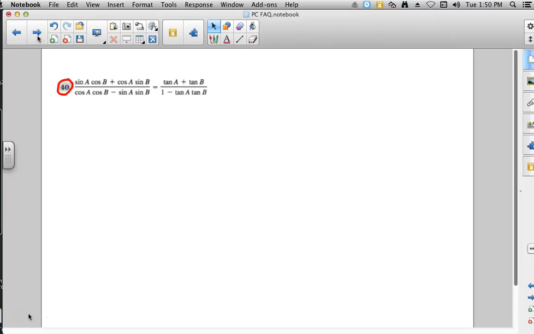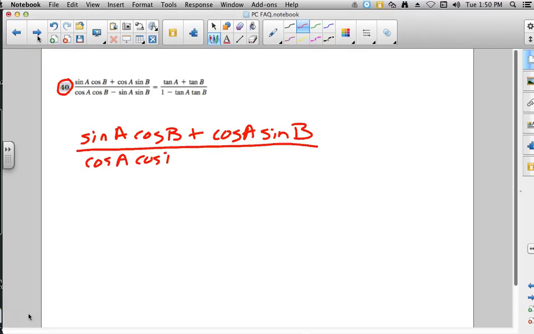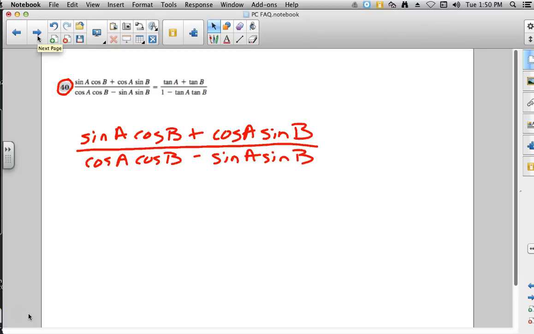And last but not least, we have the lovely 40. There's a lot going on in this problem. So we have the sine of A cosine of B plus the cosine of A sine of B over cosine of A cosine of B minus sine of A sine of B. And you look at the right side, and everything is tangent. Absolutely everything is tangent.